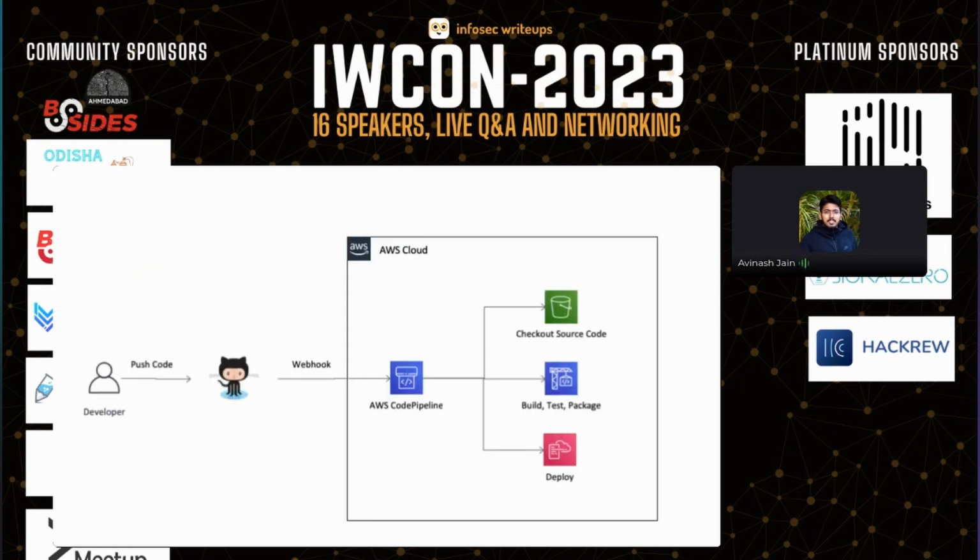Now, this is how a typical, very basic architecture flow looks. There's a developer who pushes their changes to their code repositories, and using something called a webhook, which we'll be studying in the next slide, AWS CodePipeline comes to know that the changes have been made. That in turn runs the checkout of source code, builds the package, tests it, and finally deploys to various servers on Fargate or maybe your own on-premises servers.